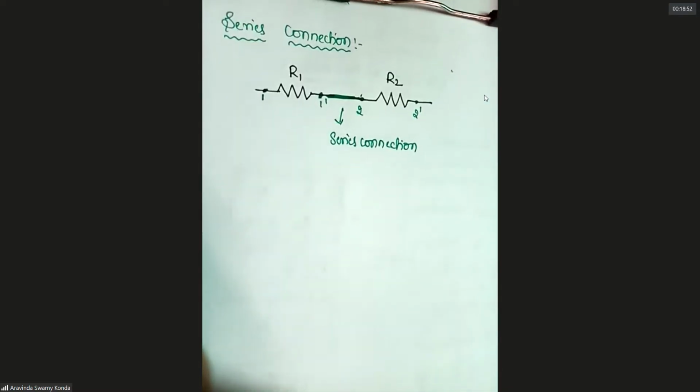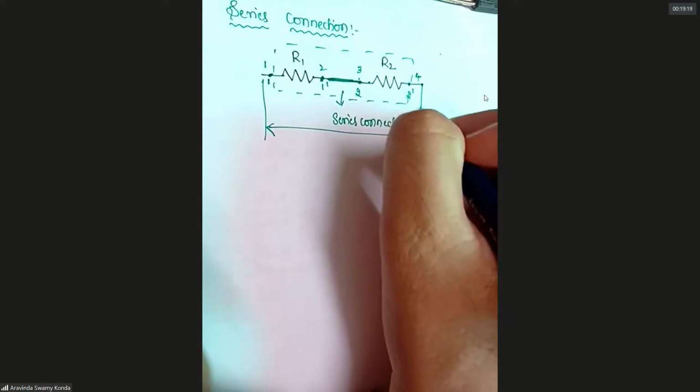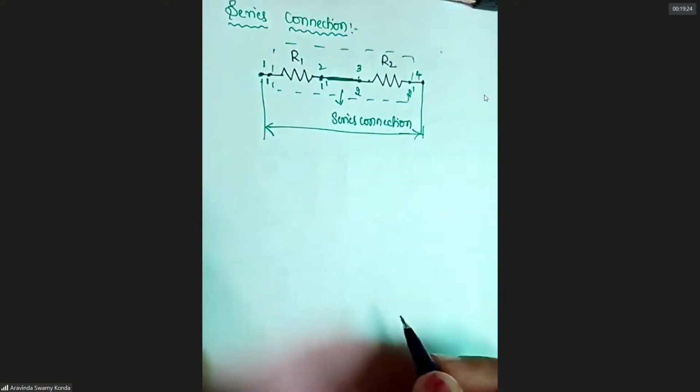Okay. Next, what is the total resistance? R1 and R2 are connected in series. Then what is the total resistance present across these terminals? When you connect in series, there is the first terminal and second terminal of the first resistor, and the first terminal and second terminal of the second, the third and fourth. These 4 terminals are converted into 2 terminals only. This is the first of the equivalent and this is the second of the equivalent.